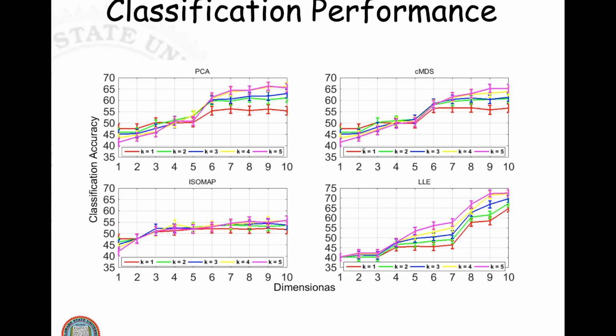But when we look at cMDS, now remember cMDS uses relative relationships between all the data points, and these data points are over 6 different categories: amino acids plus control group, glycol, and water. And what we see here is that we get about the same behavior. When we go up to 10 dimensions, we hit about 65% classification accuracy, just like PCA.